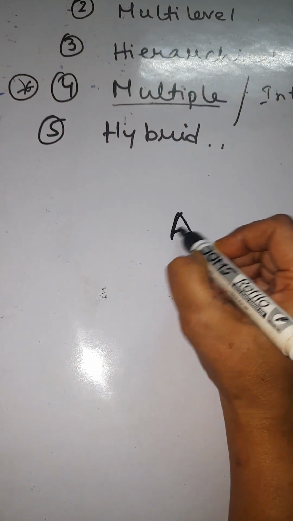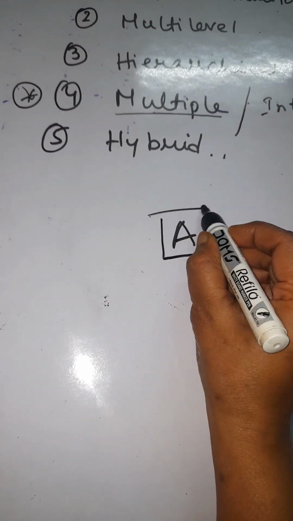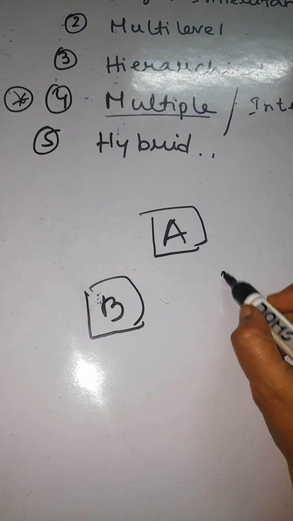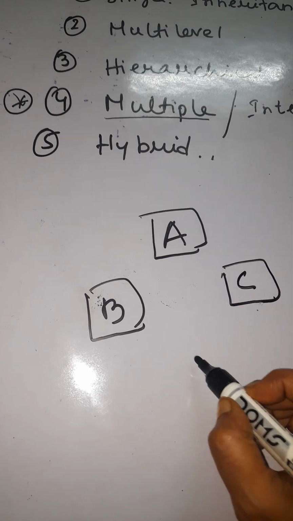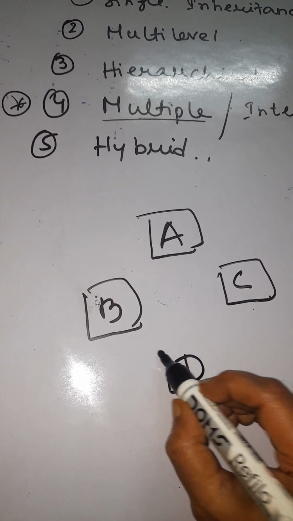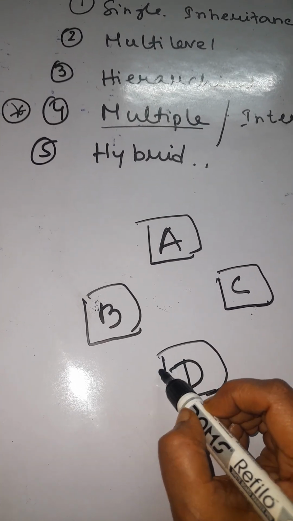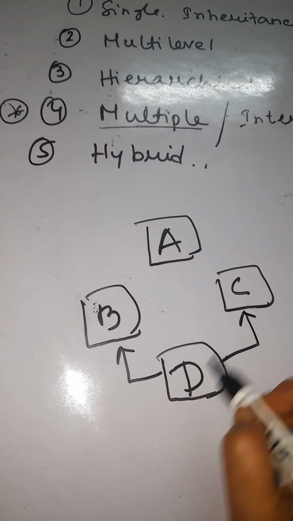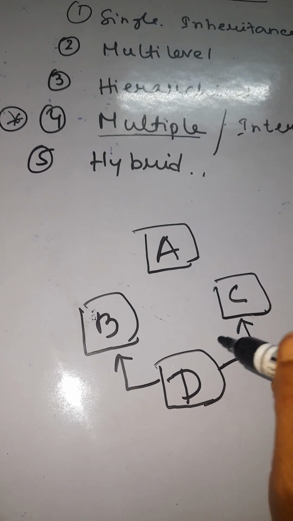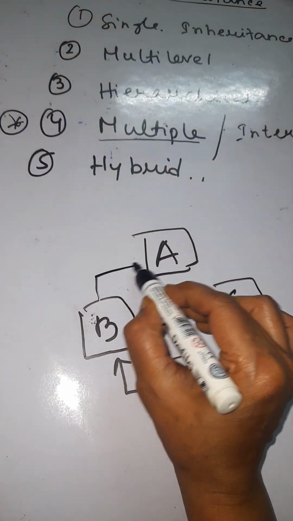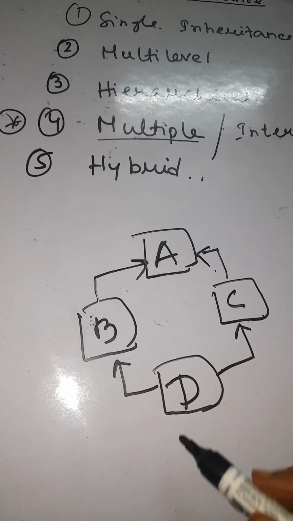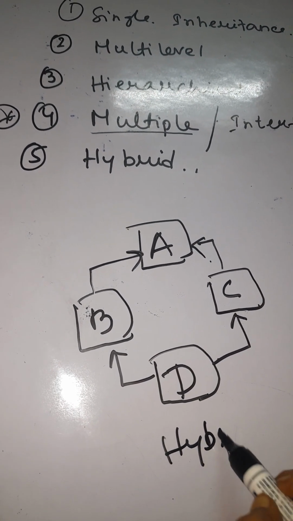What is the hybrid inheritance? Hybrid inheritance is also the same, you can't implement it without the help of the interface. So hybrid inheritance also you have to implement with the help of the interface. Maybe you have a class A, class B and class C, then class D maybe will inherit from class B and C. So this one is the multiple, which you should implement with the help of the interface. Then class B and class C maybe will inherit from class A.